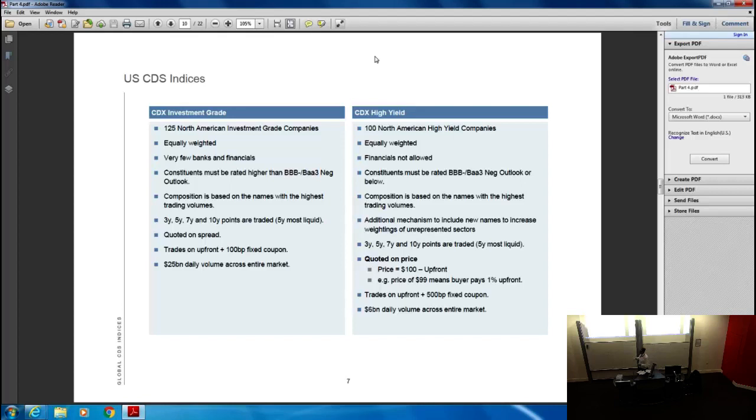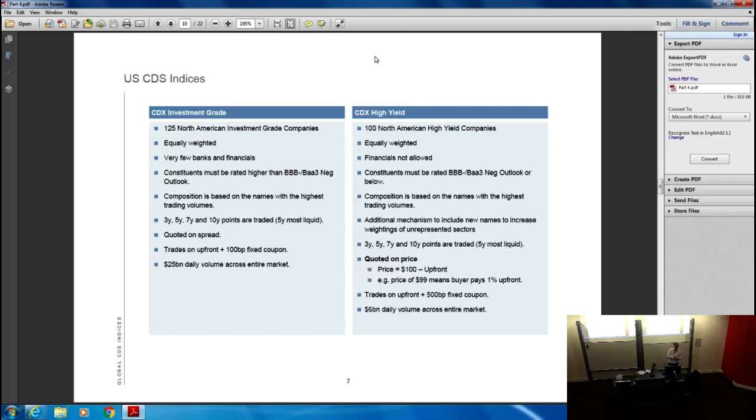Okay, and how do we arrive at the price? Essentially, the price is 100 minus the upfront. So it's as if you were buying a bond. So the price of CDX high yield is the price of a bond with a 500 basis point coupon. So, let's just take a simple example.